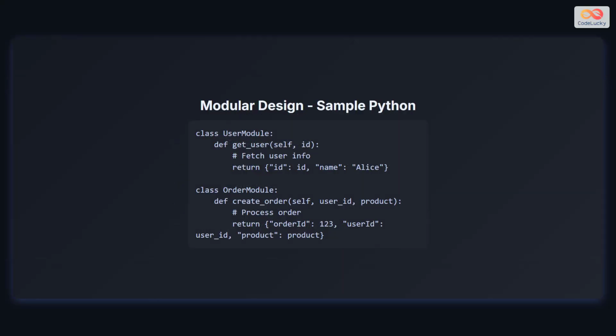Here is a simple example demonstrating modular design in Python. The application is broken into modules like user module and order module. Each module defines specific functions, such as getting user information or creating orders. This separation allows the system to stay organized and maintainable while keeping each module focused on its responsibilities.